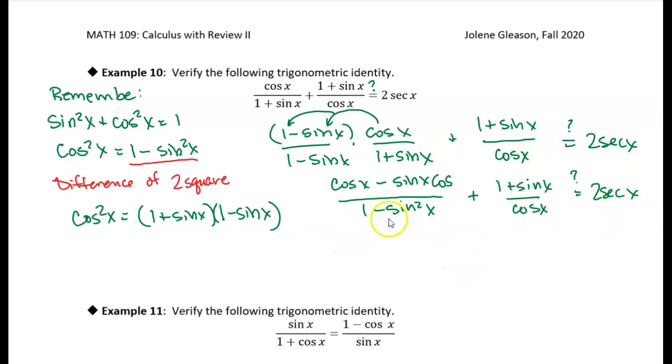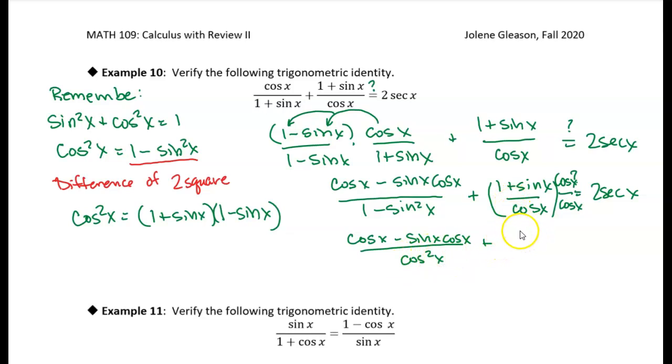All right, well, the nice thing here is that this 1 minus sine squared x turns into cosine squared of x. And I have a cosine in the denominator here, so I could multiply this whole thing by cosine of x over cosine of x, and then I'd have a common denominator of cosine squared. So this becomes, let me write this out here, cosine of x minus sine of x cosine of x, all over cosine squared of x.